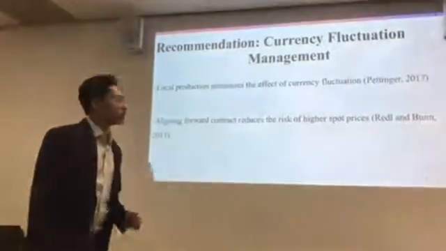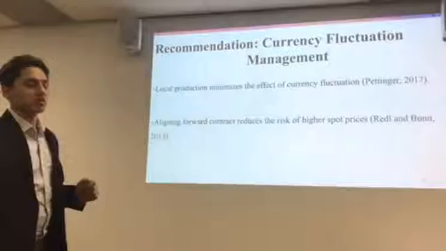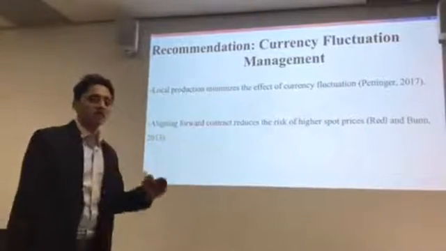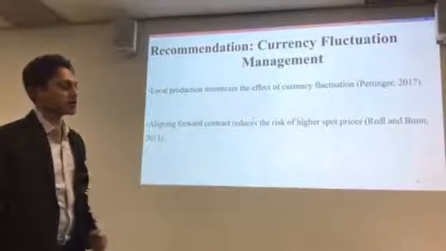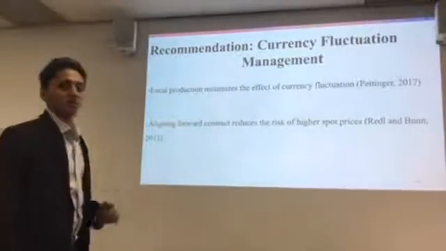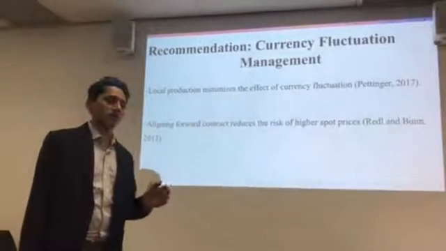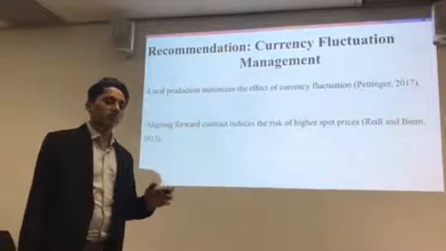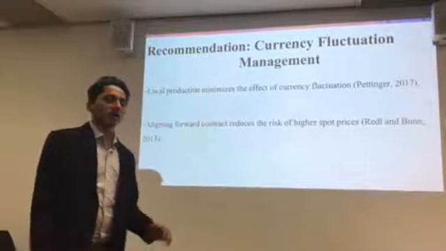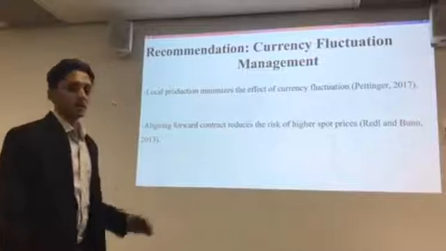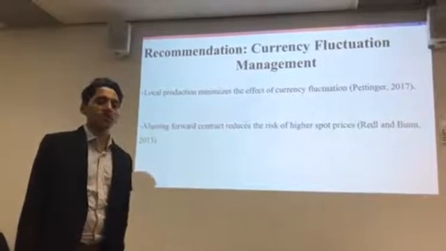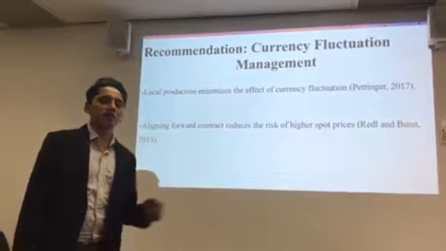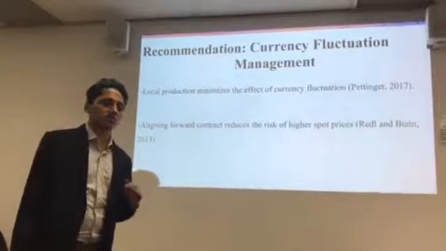The first one is local production, which will minimize the effect of currency fluctuations. How will local production minimize the currency fluctuation issue? That means if local production is done in each and every country where Siemens is operating, rather than in the host country, the cost of import, that is, the raw materials which are to be imported from other countries, is less, which will reduce the currency fluctuation issues.